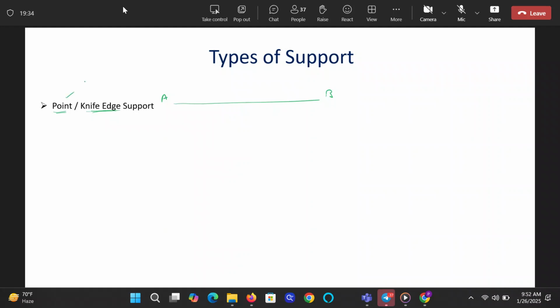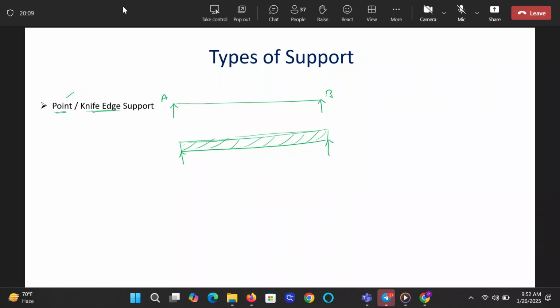They need not be at the ends, guys. I'm just taking ends for the sake of easy discussion at the beginning level. So if they are supported on point supports at both the ends, then I'll represent the support like this. Is that clear? Okay. If it was a beam of uniform cross section again and supported at both the ends over knife edge supports, then this will be my beam of uniform cross section, supported over knife edge supports.